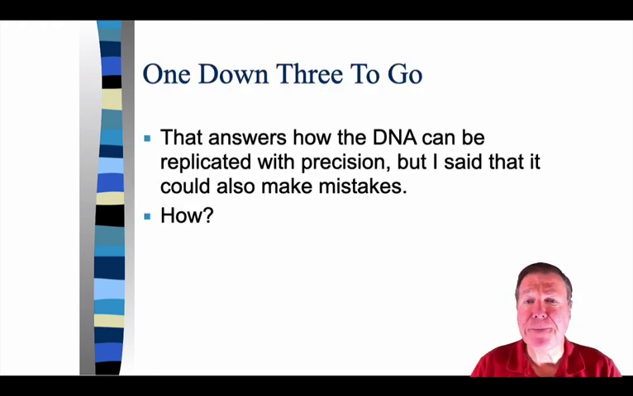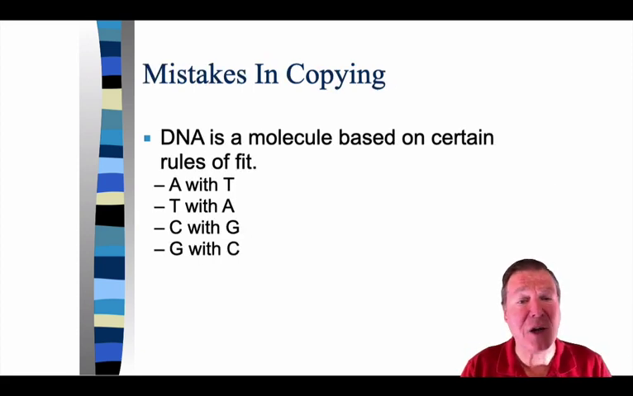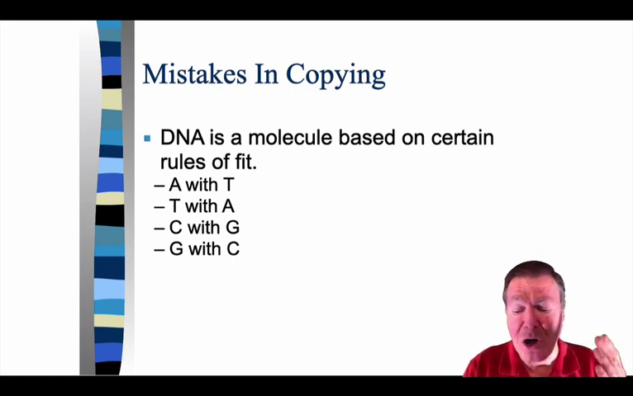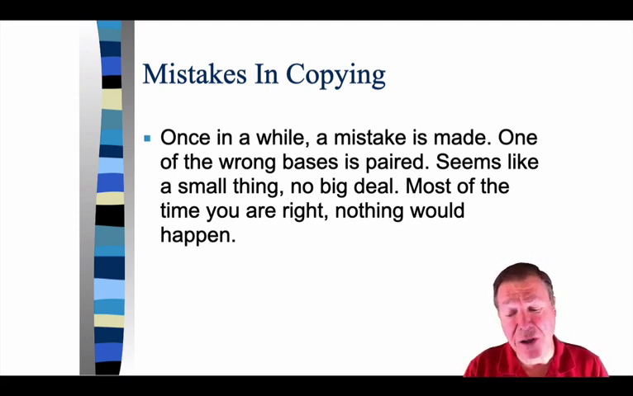So the question is, if I can copy it, how does it make mistakes? Well, once in a while, it doesn't quite work this way. The A's and the T's and G's and C's don't go together. A mistake is made. Normally, it's corrected. It's not a big deal. Happens all the time. Happens when you're exposed to ultraviolet light, when you're exposed to some chemicals, things like that are in smoke and things like that.